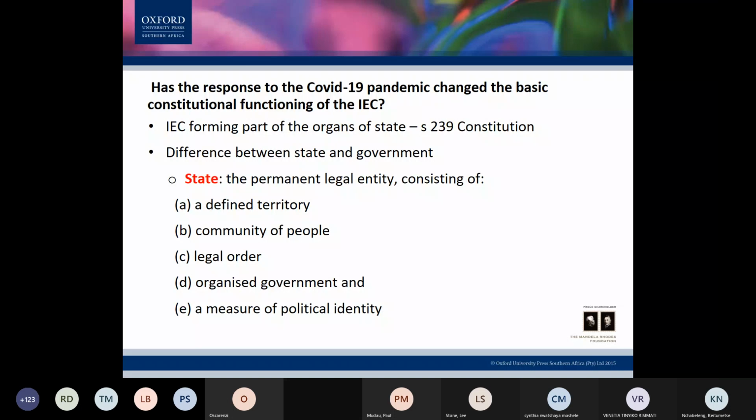Then the question which I want to pose to you now is, has the response to the COVID-19 pandemic changed the basic constitutional functioning of the IEC? So the IEC forms part of the organs of state that are mentioned in Section 239 of the Constitution. Then what is the difference between a state and a government?